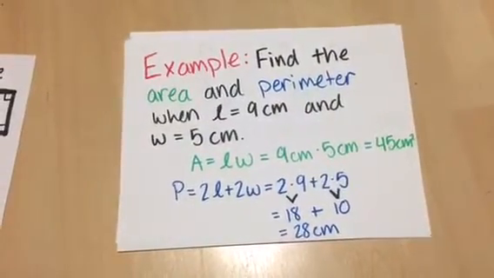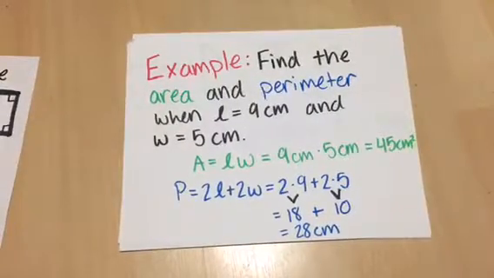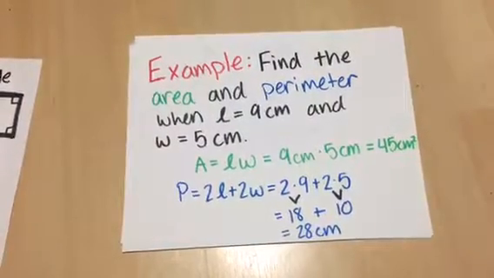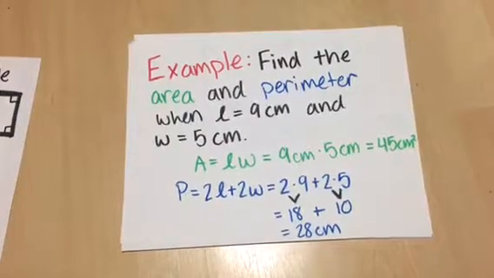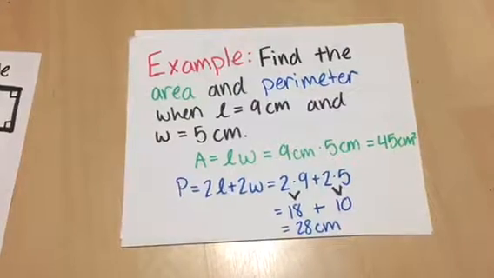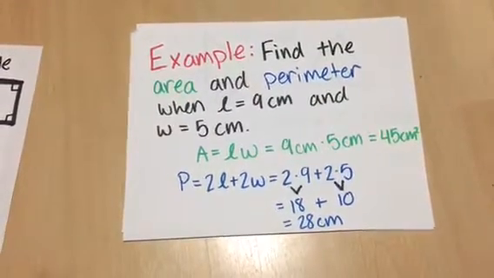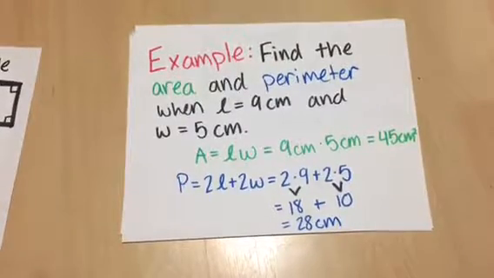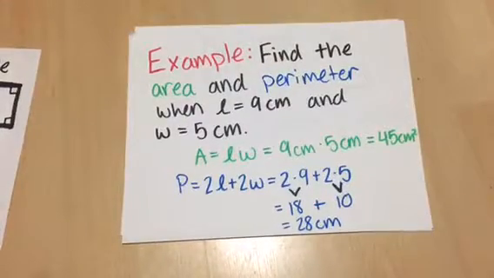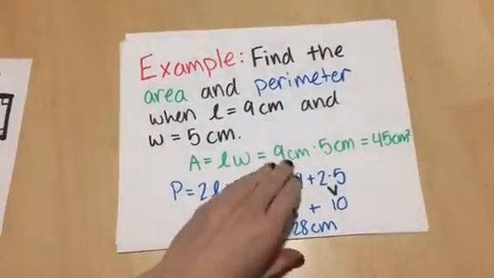An example is find the area and perimeter of a rectangle when the length equals 9 and the width equals 5. For area, remember our formula is length times width, so we have 9 times 5. This equals 45 centimeters squared. Area will always be units squared. For the perimeter, we have 2 times the length, which is 9, plus 2 times the width, which is 5. Using order of operations, we get 28 centimeters.